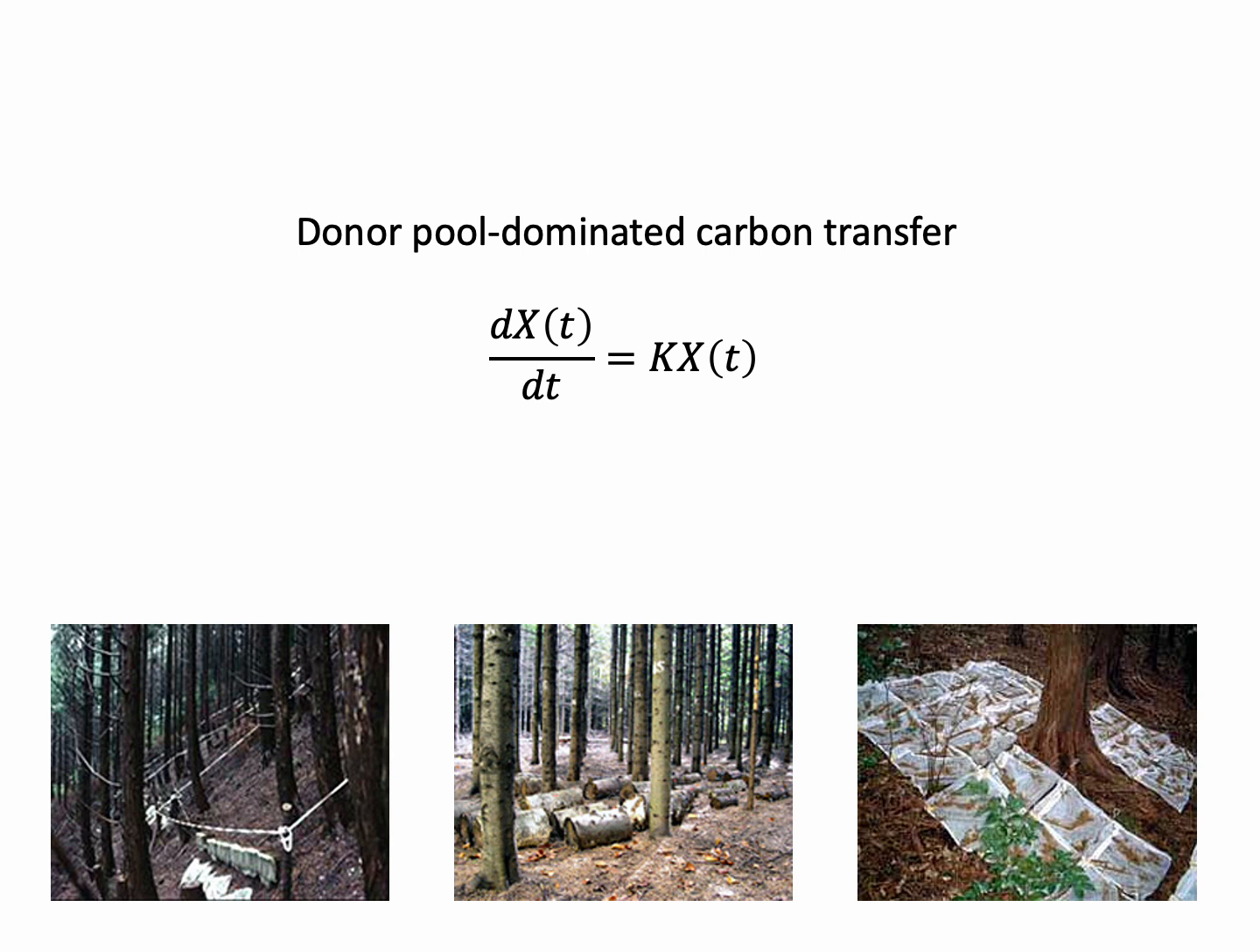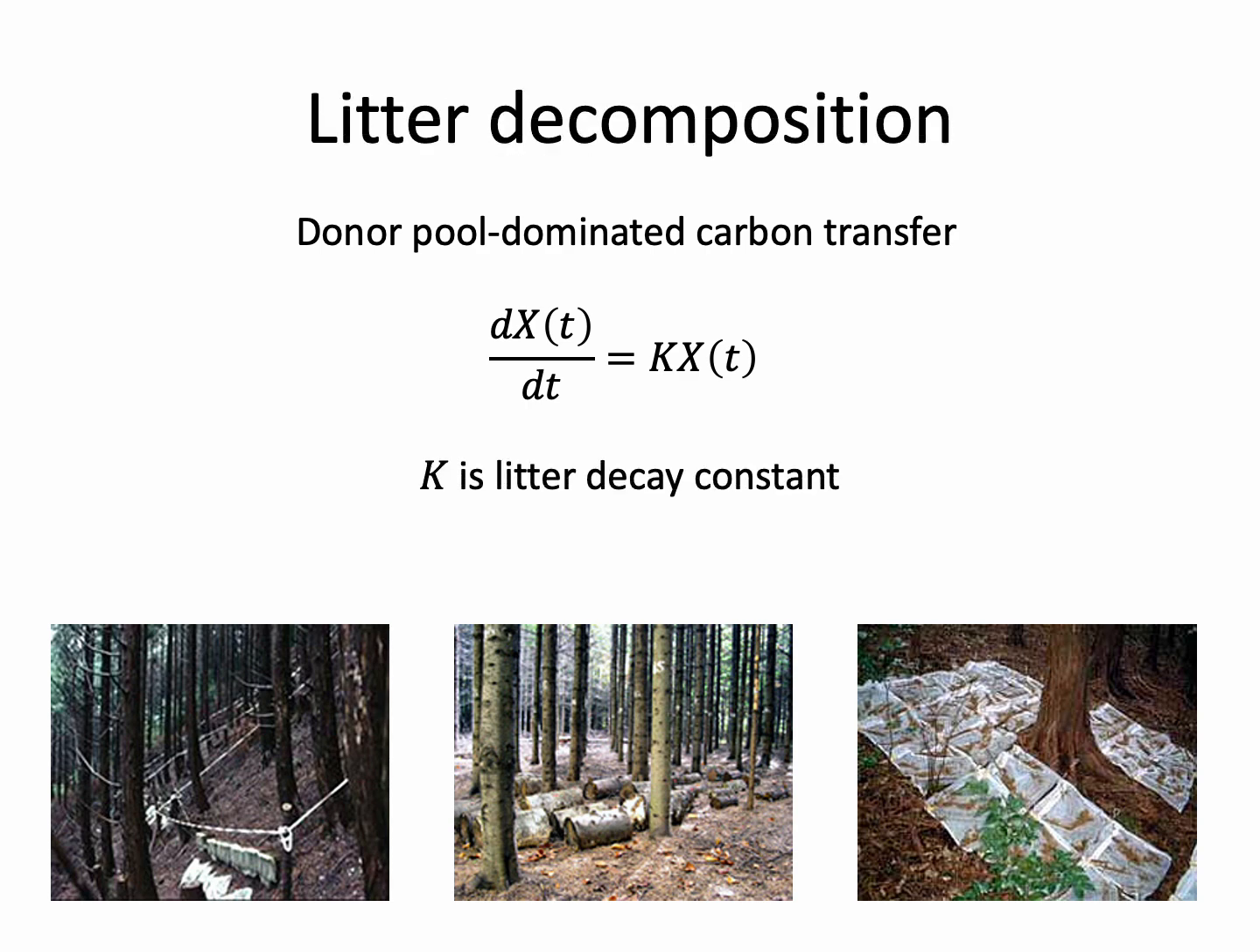Once litter is falling on the ground, litter decomposes. Litter decomposition is usually studied with litter bags or wood logs on the ground or in air. Litter decomposition is often described by the same donor pool-dominated carbon transfer equations. K is often called the litter decay constant. Actually, K varies with the type of litter and the location.